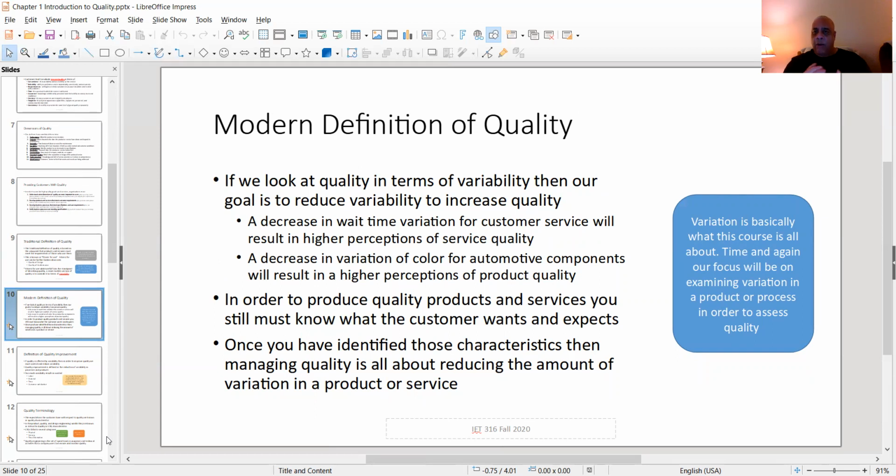Time and time again, our focus will be on examining variation in a product or process in order to assess quality. So in order to produce quality products and services, you still need to know what the customer wants and expects. Once you've identified those characteristics, then you go about managing quality. And with that quality, you want to investigate how to reduce the amount of variation in a product or service.